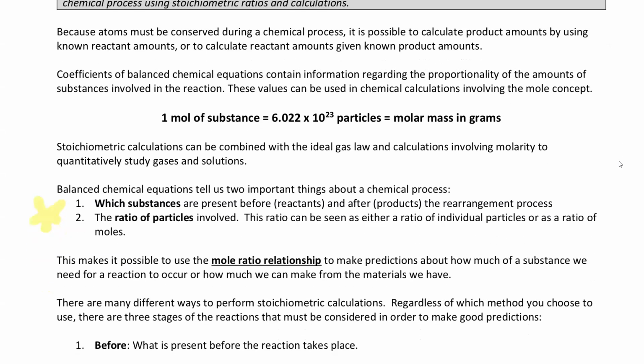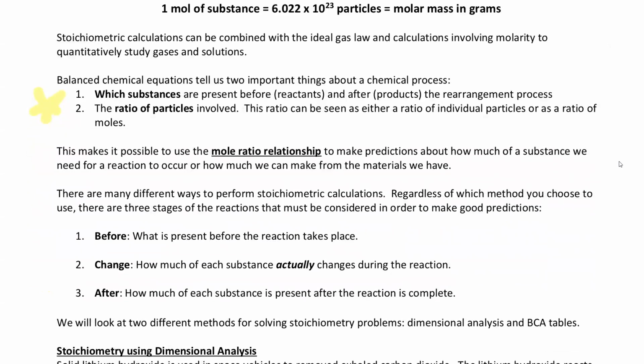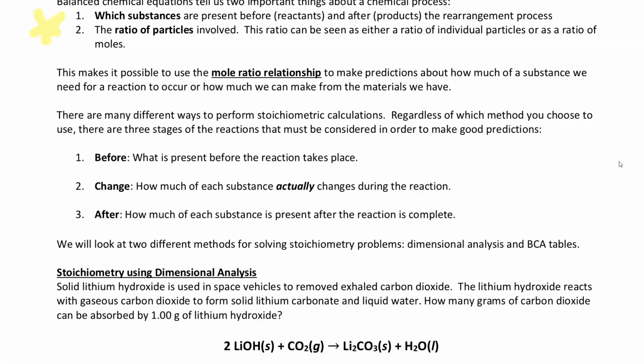Now, there are lots of different ways to do stoichiometry. I would guess that most of you learned stoichiometry using dimensional analysis, okay? Another method is the use of a BCA table, where B stands for before, C stands for change, and A stands for after. We're going to look at both of these methods. Have you used an ICE table before for equilibrium? It's the same method, just for a complete reaction. It's just a different way to organize your problems.